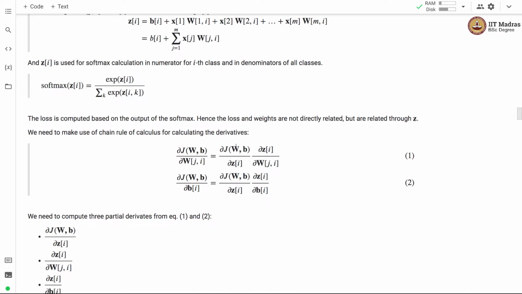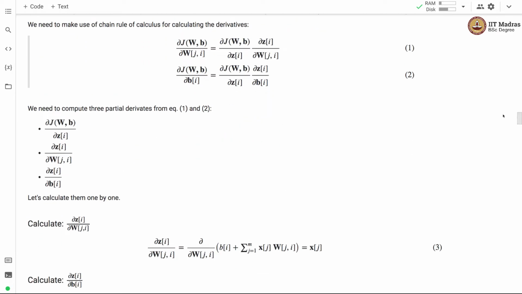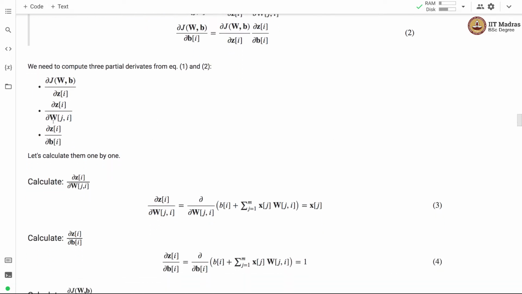So we need to now compute three partial derivatives, which we have written here: the partial derivative of loss with respect to Zi, the partial derivative of Zi with respect to w j comma i, and the partial derivative of Zi with respect to Bi. We will calculate them one by one. First we calculate the simpler derivatives, which are the derivative of Zi with respect to w j comma i, and we know the formula for Zi, which we substitute over here.